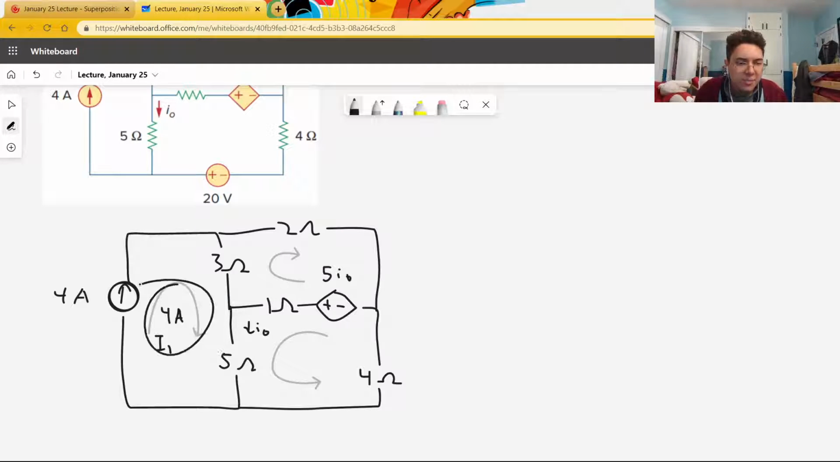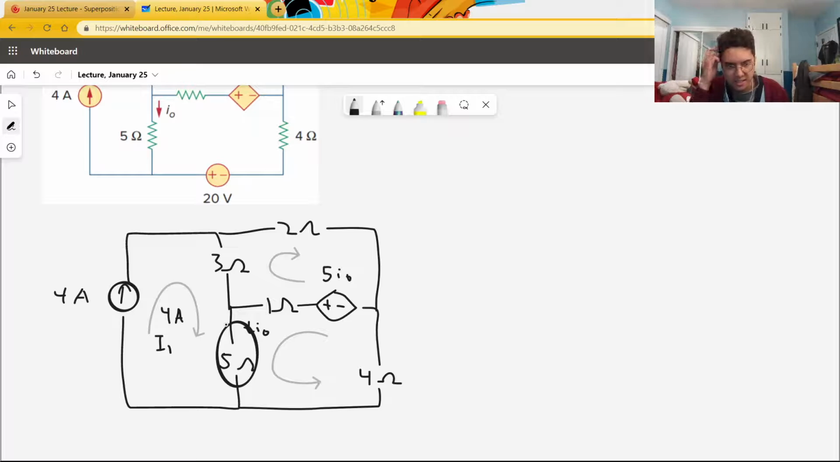Observe that it has to be 4 amps because for part of the loop, it's only in this wire, and therefore the loop's current must be the current that passes only through this wire, which is 4 amps as forced by the current source. The current that passes through this branch is not necessarily 4 amps, it could be some combination of this current and this current. Anyway, we'll call this one I2 and we'll call this one I3.